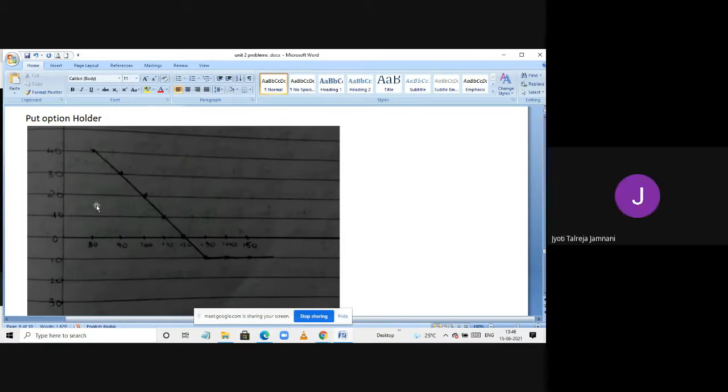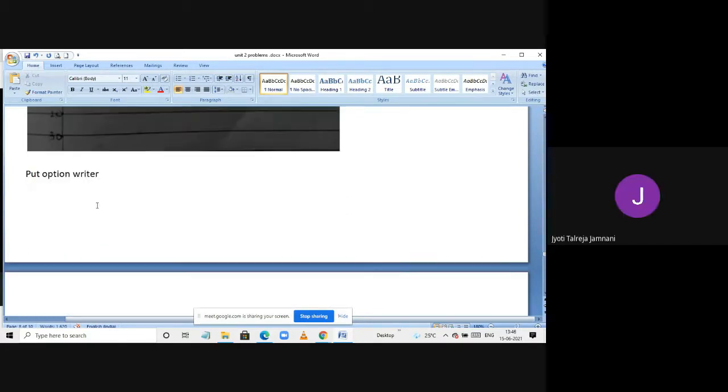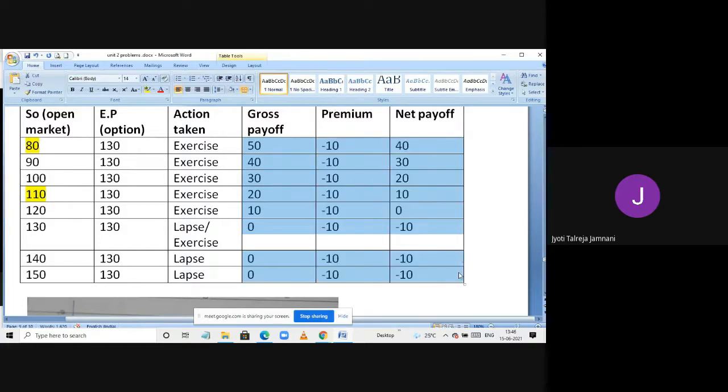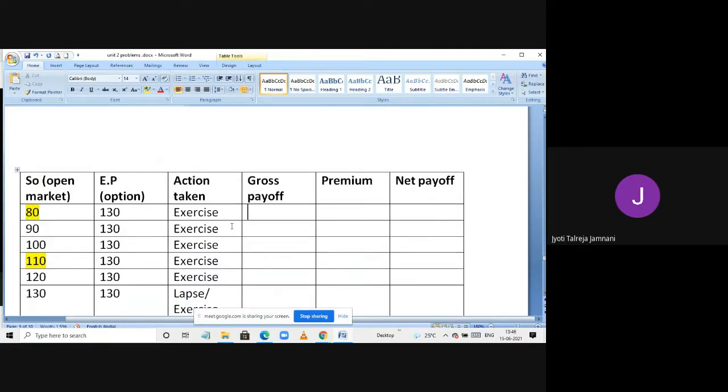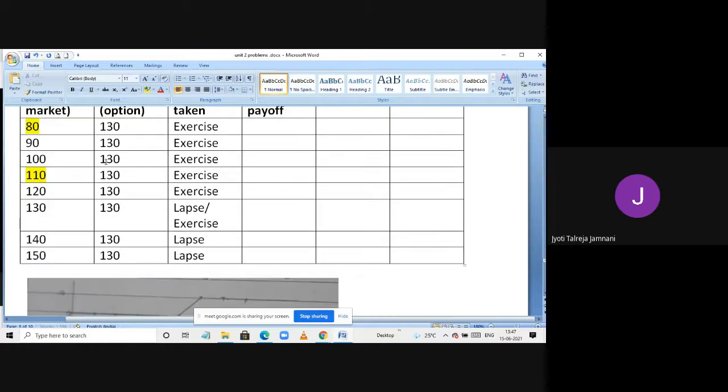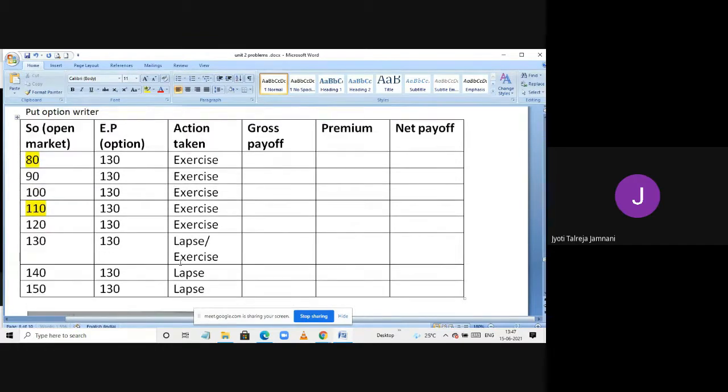So we'll now do it for the put option writer. Same table. Whatever decision the put option holder has taken, the same the writer has to follow. He doesn't have a choice. He cannot decide. He has to oblige to whatever the holder has done.